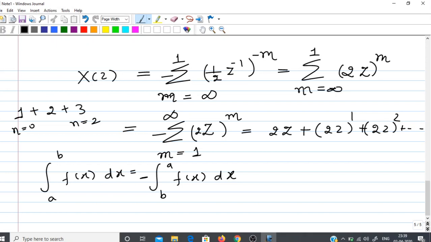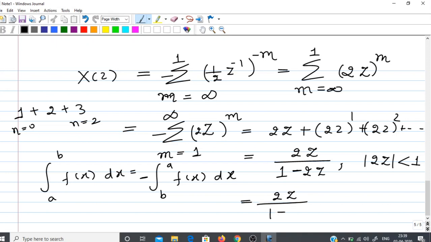Now again you can see it is an infinite GP, and the summation of an infinite GP is what? We know the first term, 2z, upon 1 minus the common ratio. And what is the common ratio? 2z. But this holds when the modulus of 2z is strictly less than 1. So we get 2z upon 1 minus 2z, and this minus sign is here. You should not forget this minus sign. This is outside here.